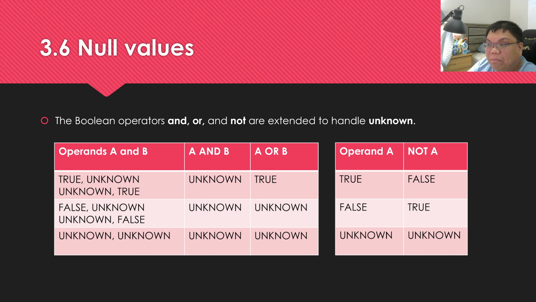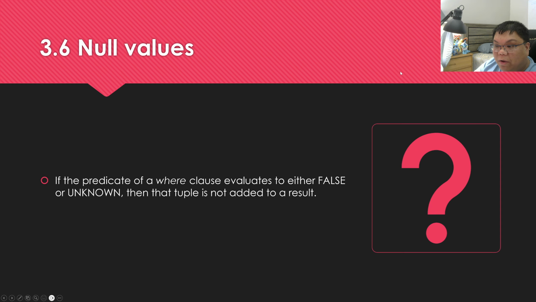With the unary operation of not, if your operand is unknown, not A is also unknown. If the predicate of a where clause evaluates to either false or unknown, then the tuple is not added to our result.